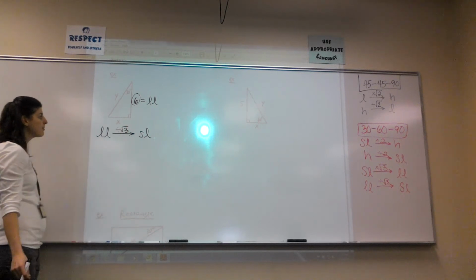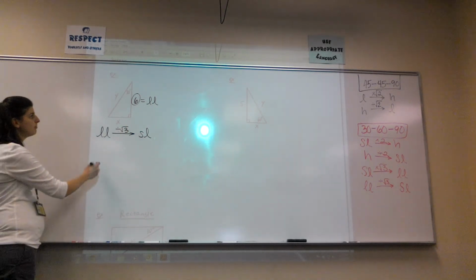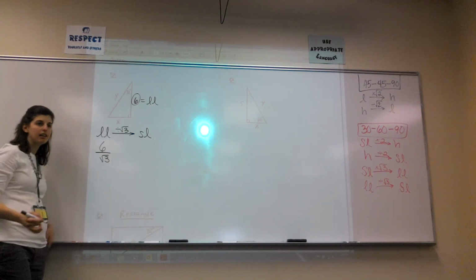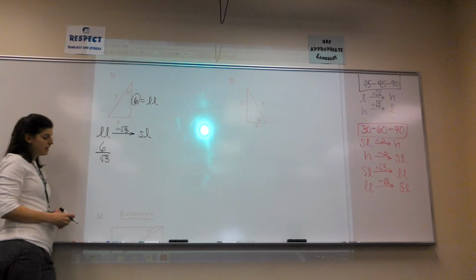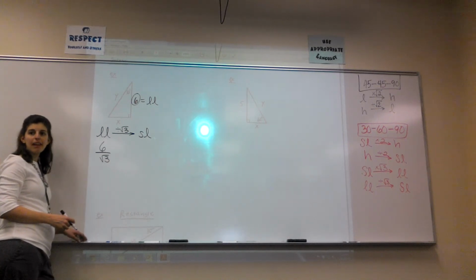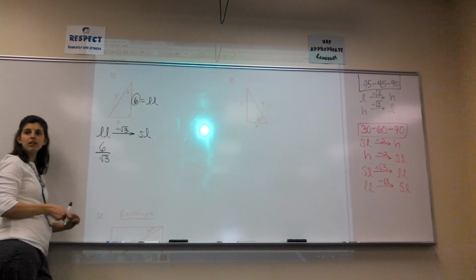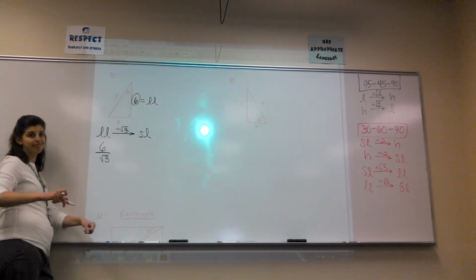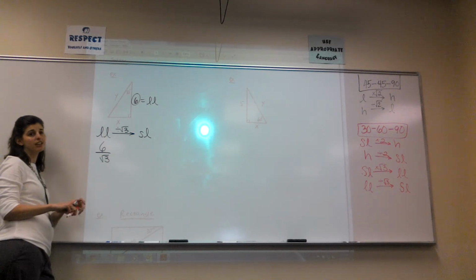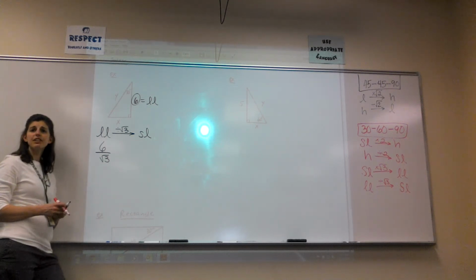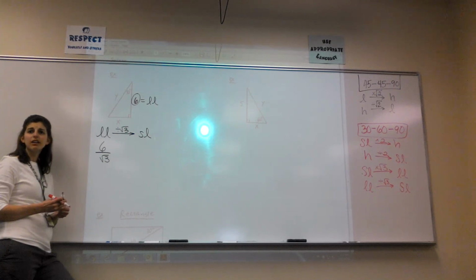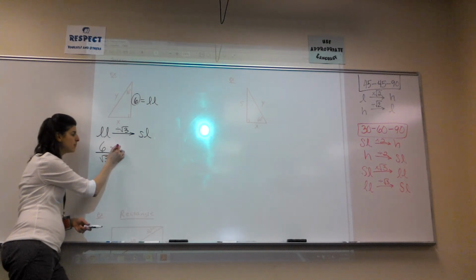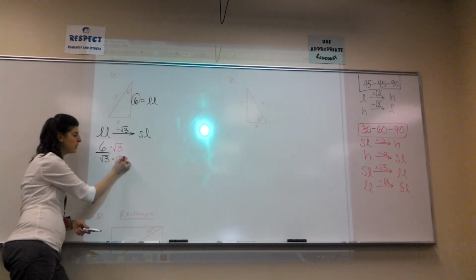So the long leg is 6. I need to divide by the square root of 3. Anybody see an issue with that? Yeah, what's wrong with it? Can't have a square root in the denominator. All right, so how do we get rid of the square root of 3 in the denominator? Good. Multiply top and bottom by the square root of 3.